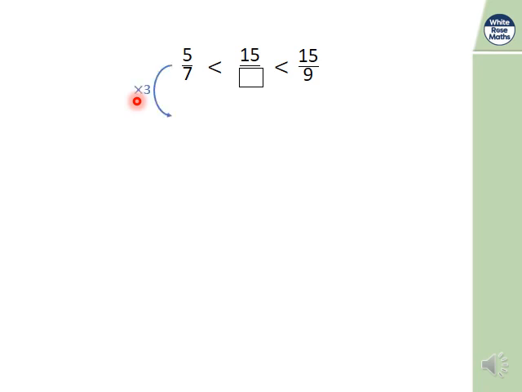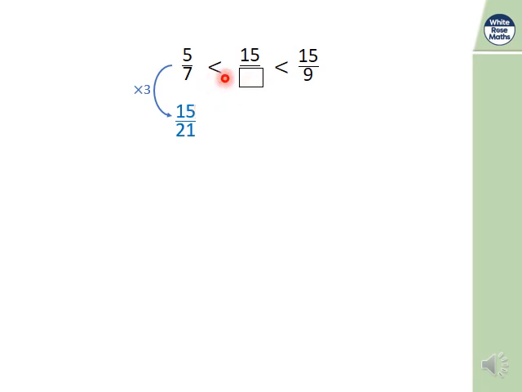Well, first thing that we can do is we notice our numerators are 5, 15 and 15. So we could change 5/7 by multiplying by 3 to 15/21. Now we know that our numerators are the same. So we've got to think now, what could be a missing denominator?